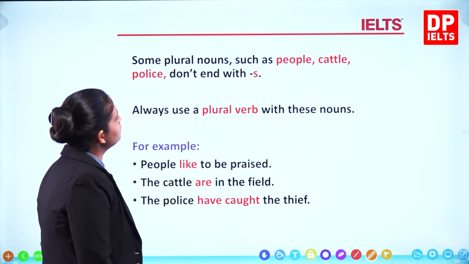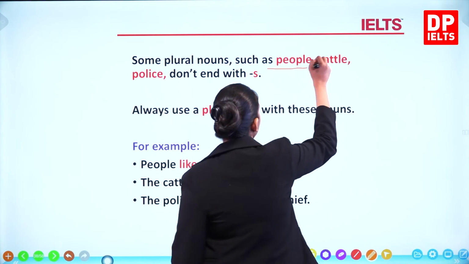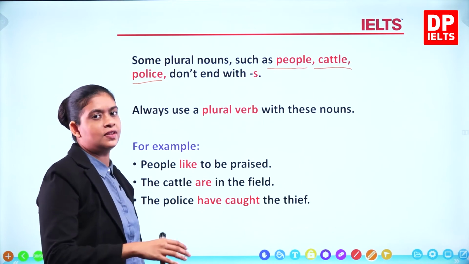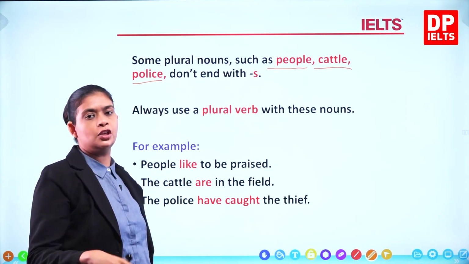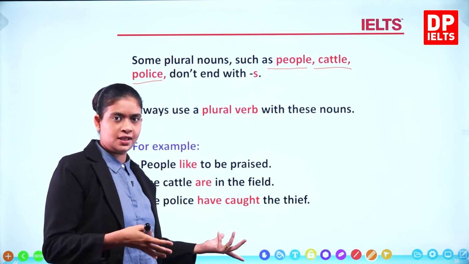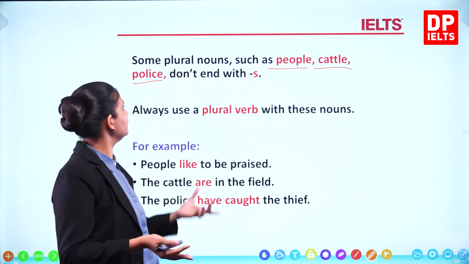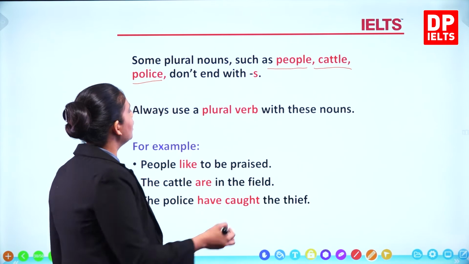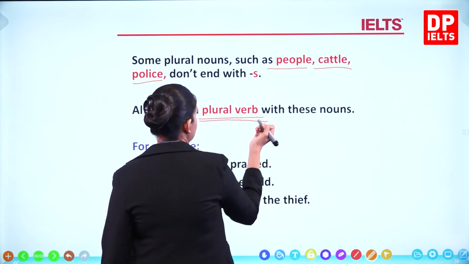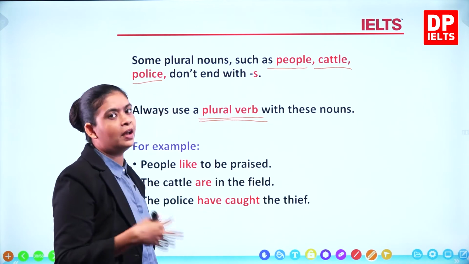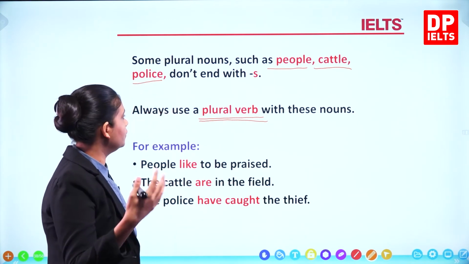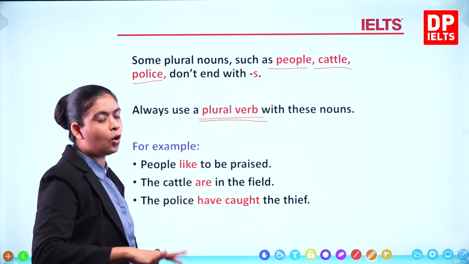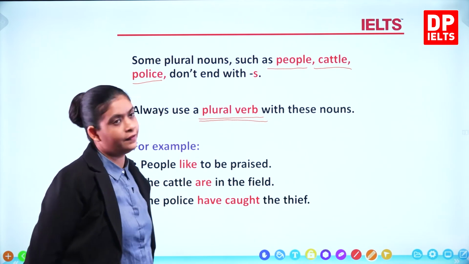Some plural nouns such as people, cattle, and police don't end with an S. So you don't say, like you say cats, birds, dogs, monkeys, rabbits. Do you say peoples? No. Person, people. Cattle, cattle. Police, police. They don't change, right? Always use a plural verb with this, okay? So you don't say the people was, the police was, the police were, the people were, the cattle were, the cattle are. Always use a plural verb.